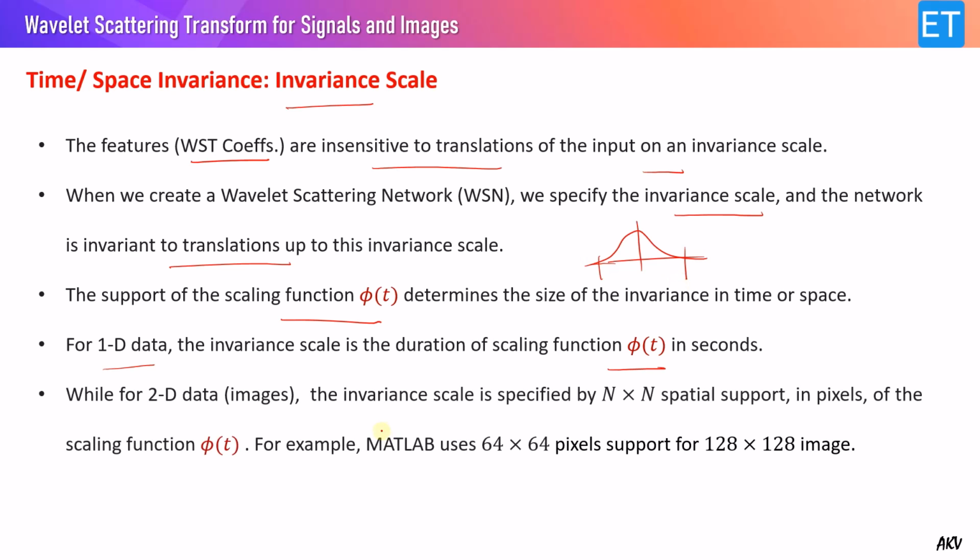And for 2D, I mean images, the invariance scale is the neighborhood. I mean it's a space of n by n pixels, and that is defining the width of your scaling function. Here the scaling function is actually two-dimensional, so I should write phi xy in case of 2D. For example, if you are using MATLAB, then by default MATLAB takes 64 by 64 pixels as the width of that scaling function for the image size of 128 by 128.